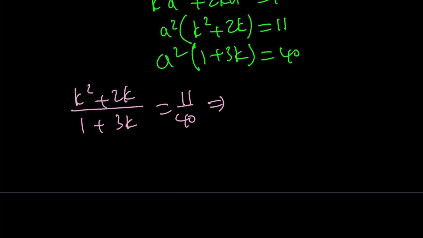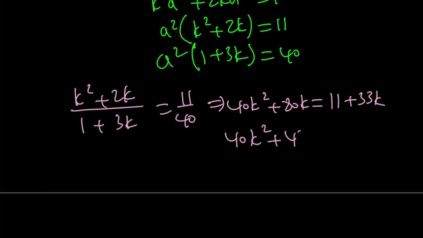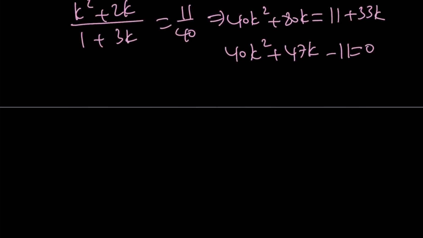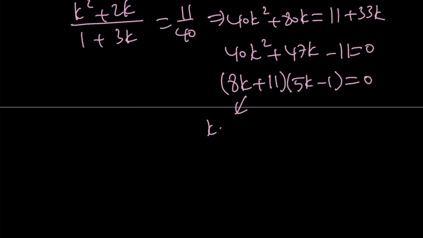Let's go ahead and do it. 40k squared plus 80k equals 11 plus 33k. If you put the 33k on the left-hand side, you get 47k, and then minus 11 is equal to 0. This is such a weird quadratic equation, and you'll be surprised when I give you the solutions. But this is factorable. If you check the discriminant, you're also going to realize, or use the quadratic formula, whatever. This is factorable as 8k plus 11 times 5k minus 1 equals 0. Great. From here, we can find the values of k very easily. K is either negative 11 over 8, or k is equal to 1/5.